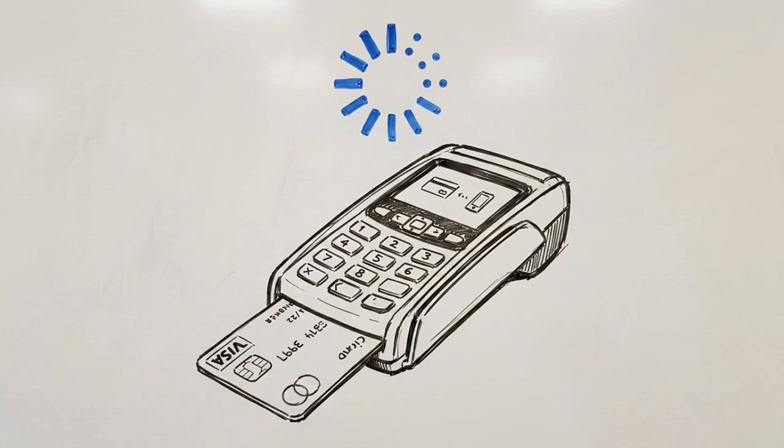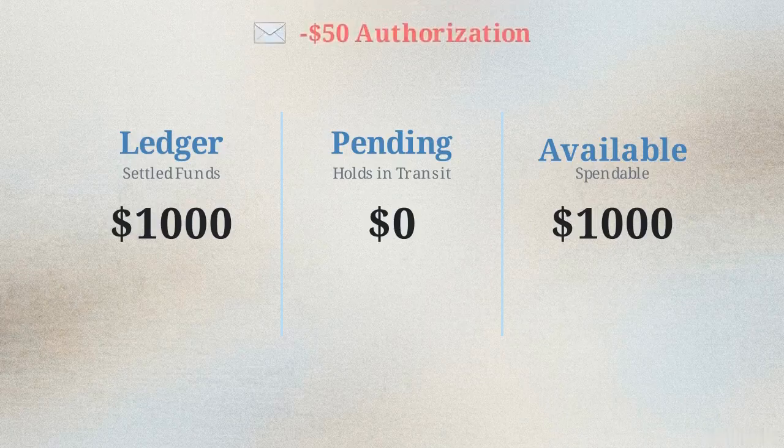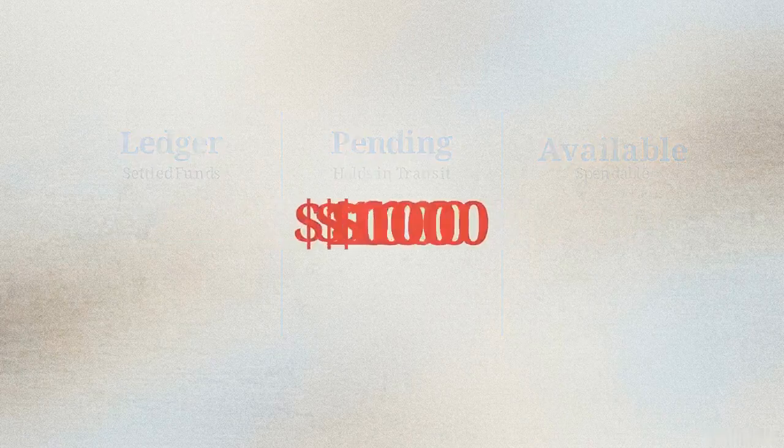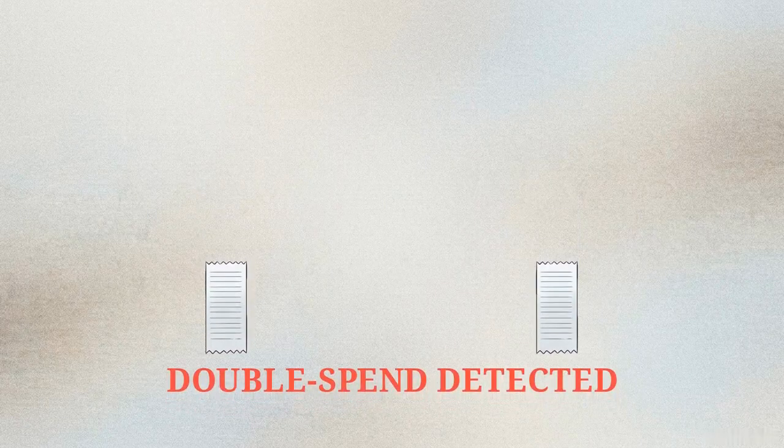A single derived balance cannot model real-world financial realities, like card holds or processing delays. Production systems require a 3-balance model. We separate the state into ledger for settled funds, pending for holds in transit, and available for spendable capacity. An authorization hold decreases spendable capacity immediately, while the settled ledger balance remains static until clearing. Collapsing these distinct states into a single numerical field exposes the system to the risk of double spending.